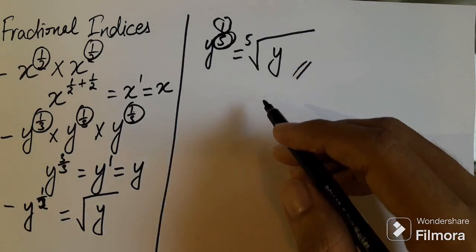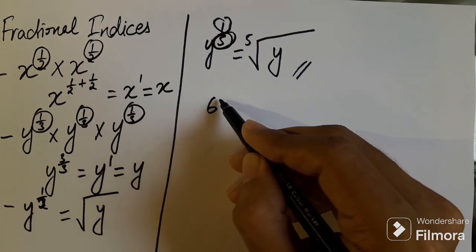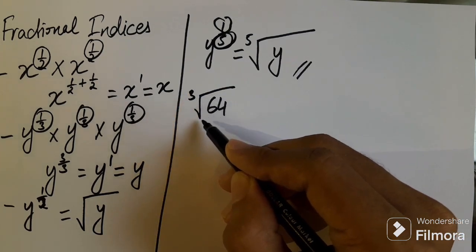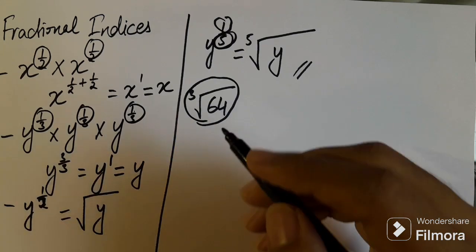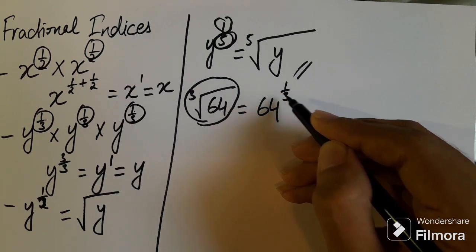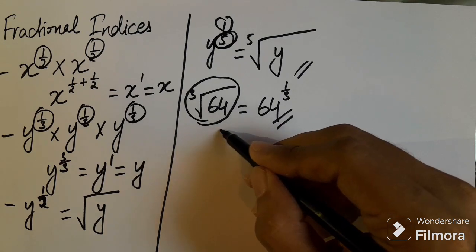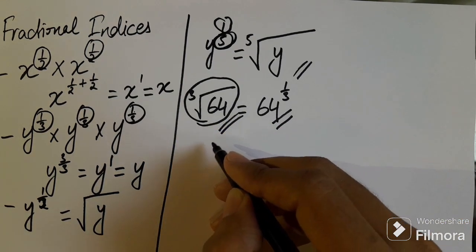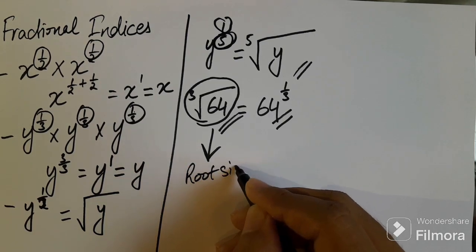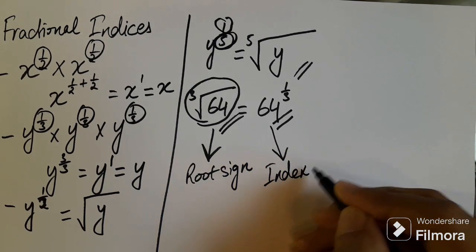Another example is, if we have numbers, if we have 64 and here we have a cube root, and we have to write this in index notation, what we will write is 64 to the power of 1 over 3. So this will be the index notation and this will be the root sign. So over here, this will be the root sign and this will be the index notation.